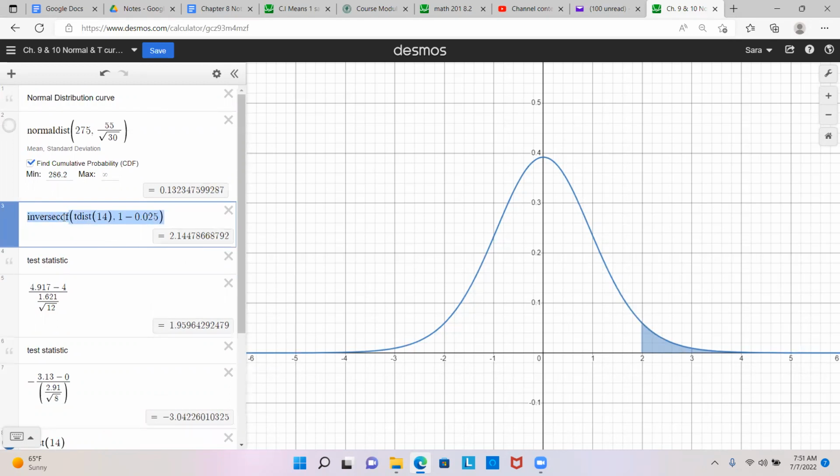So inverse CDF parentheses, TDIST parentheses, degrees of freedom, comma, the area that you want. Okay.